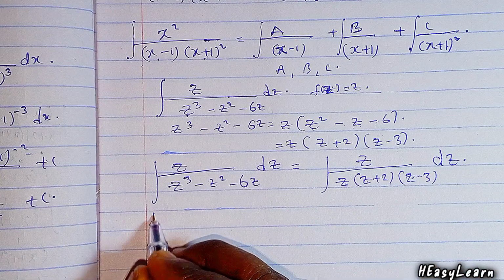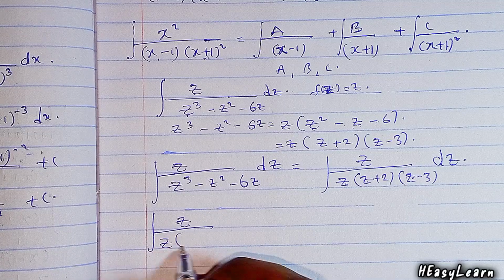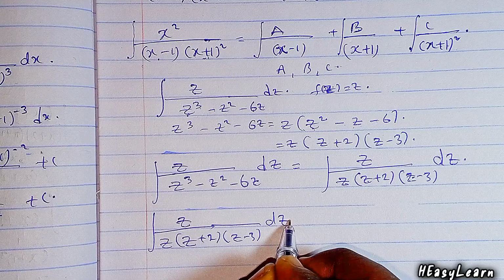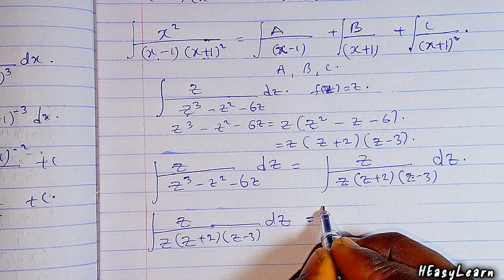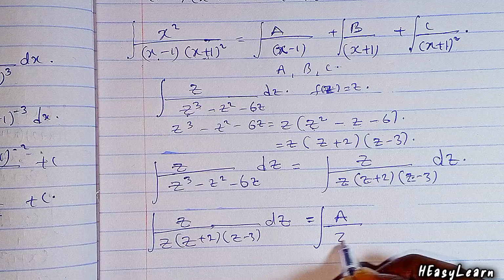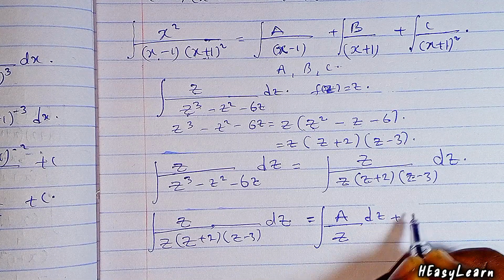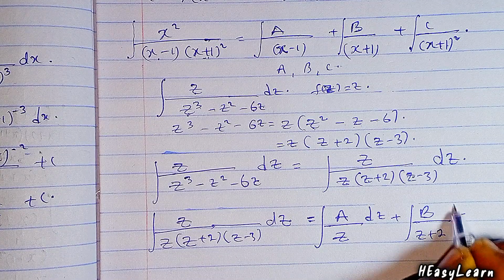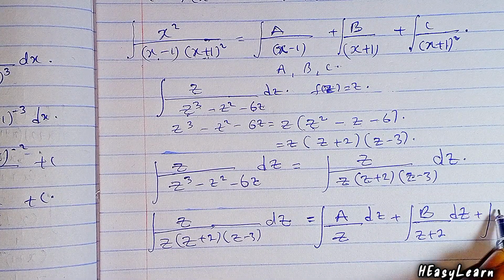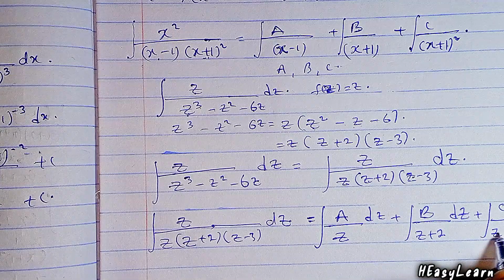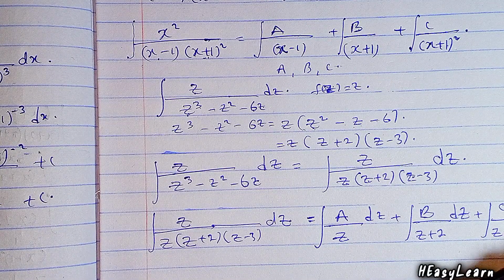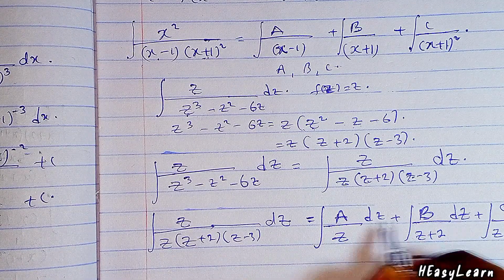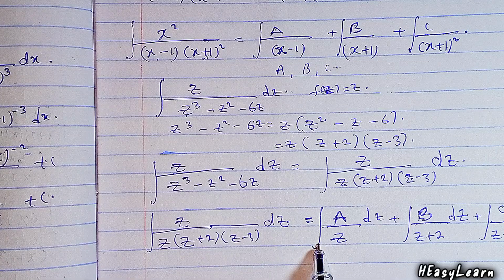By partial fractions, the integral of z divided by z, z plus 2, z minus 3 dz is the same thing as the integral of a divided by z dz plus the integral of b over z plus 2 dz, because we have distinct denominators, plus the integral of c divided by z minus 3 dz. So you are going to find the undetermined coefficients a, b, c, substitute them, and find the integral.